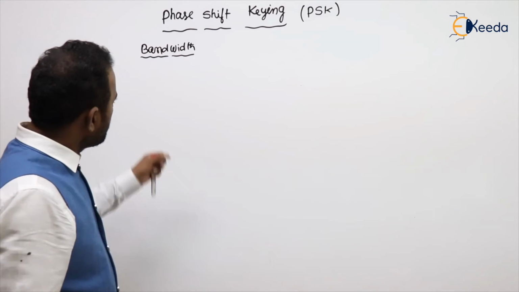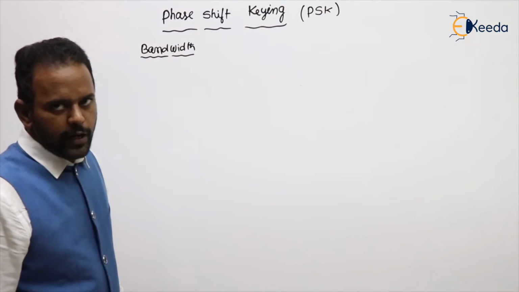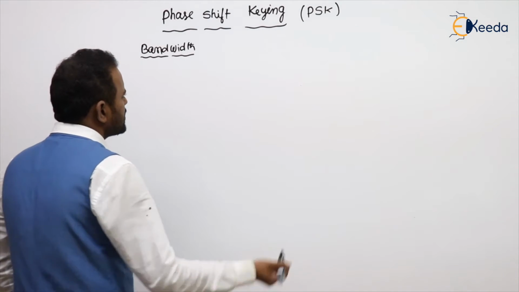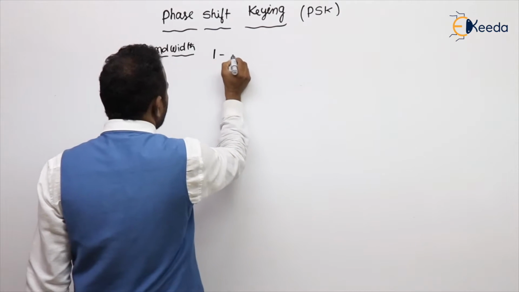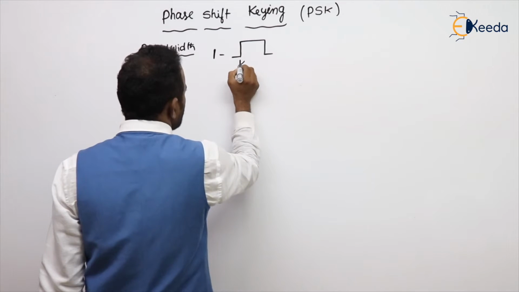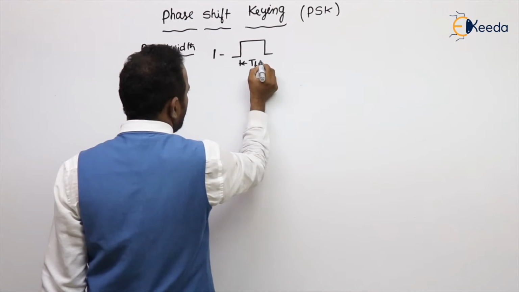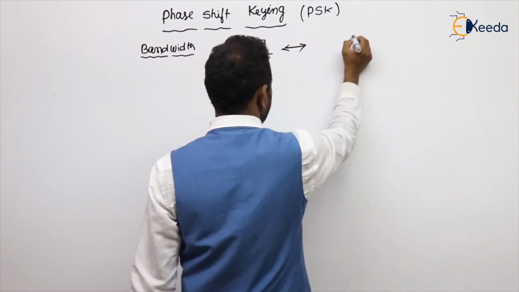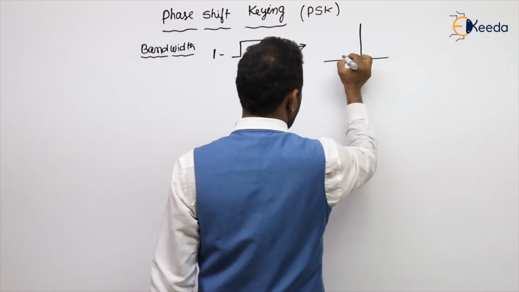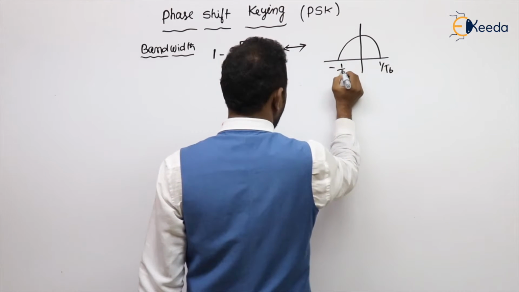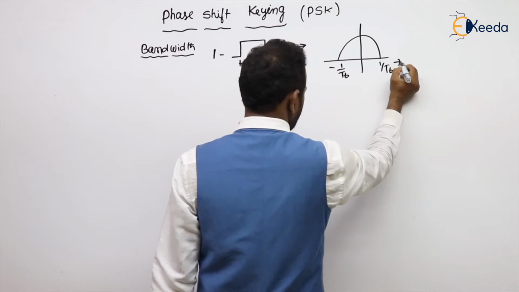Now see the bandwidth requirement. Bandwidth requirement of a PSK modulation scheme. What are the binary digits we are having? 1 and 0. NRZ scheme we are using. One is represented by a positive pulse of duration Tb. For this, if you calculate the Fourier transform, we will get a sinc function like this. This is 1 by Tb, minus 1 by Tb.